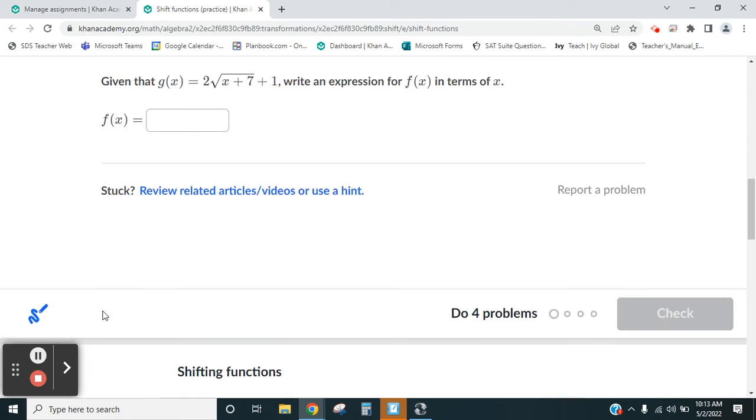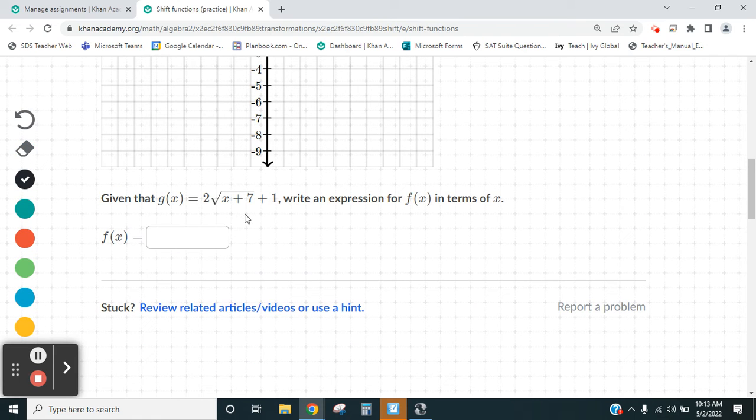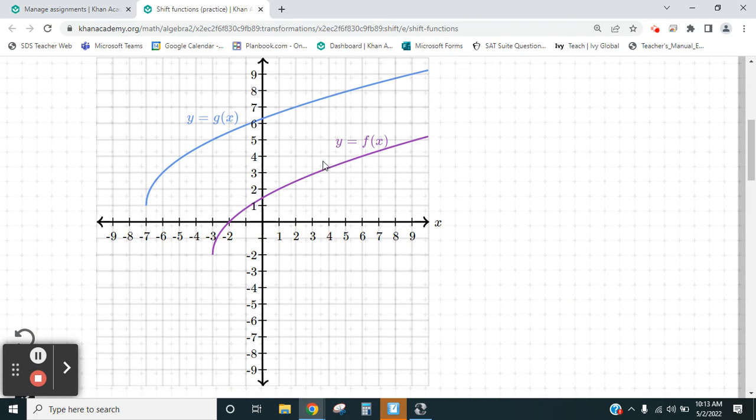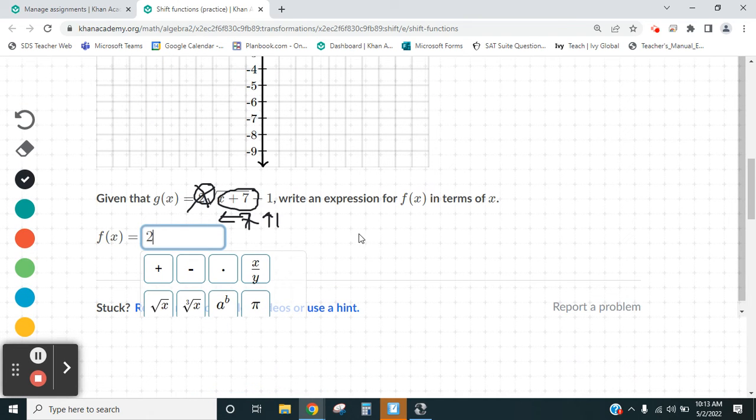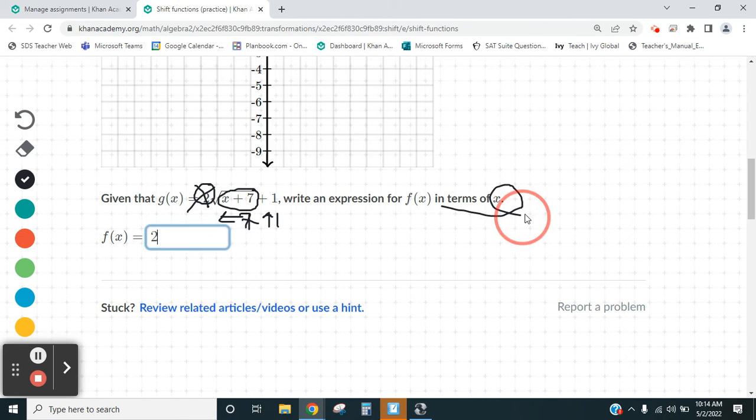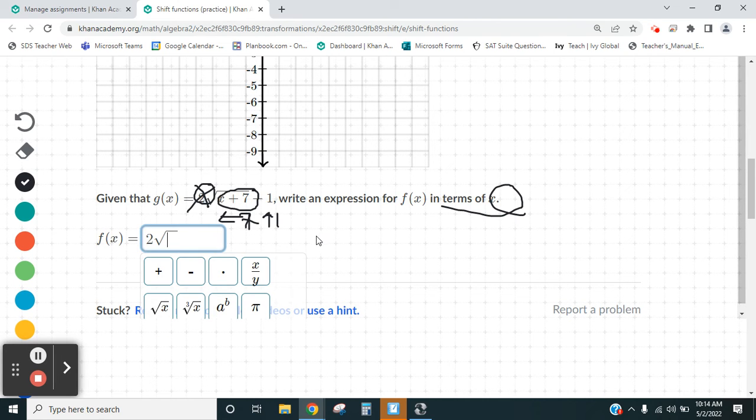So if we look at the equation for g, this shows right here. It's left 7, left 7, and up 1. The 2 does not really matter. Okay. What it does mean is that since these two things are the same size and shape, we have to also include a 2 here when we write the equation. Notice on the last one it said write it in terms of f or g or something, right? This one says write it in terms of x. So we're going to have to actually write the square root function.